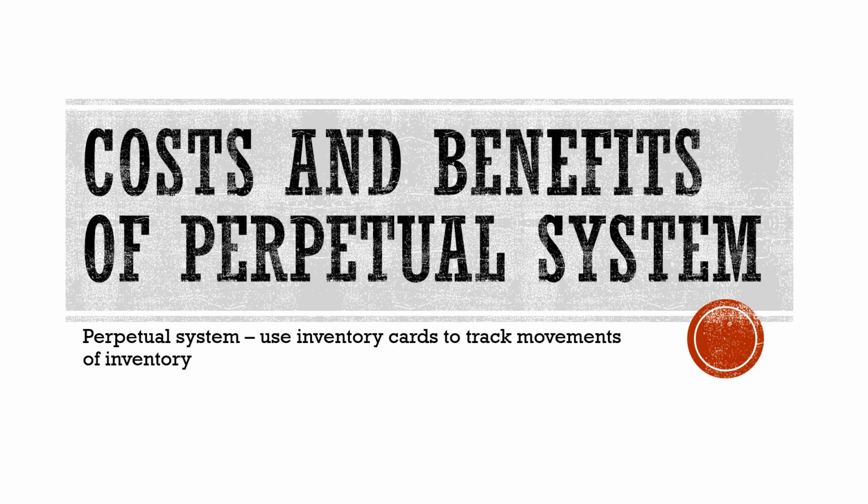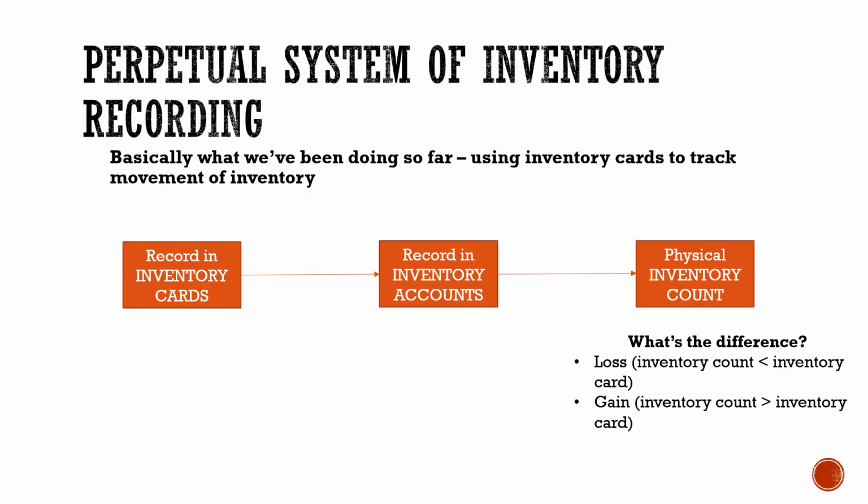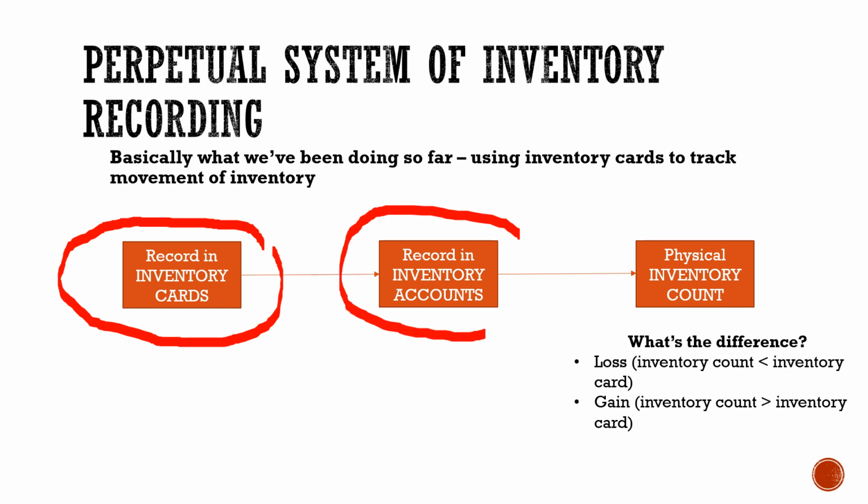Now we're going to look at the costs and benefits of using the perpetual system, which is basically the use of inventory cards to track movements of inventory. The perpetual system of inventory recording is basically what we've been doing so far, which is to use the inventory cards to track the movements of inventory. The steps in recording would be as follows. We would firstly record in the inventory cards, followed by recording in the accounts.